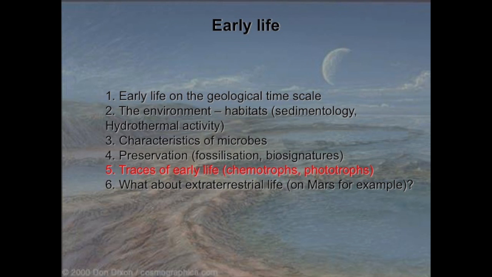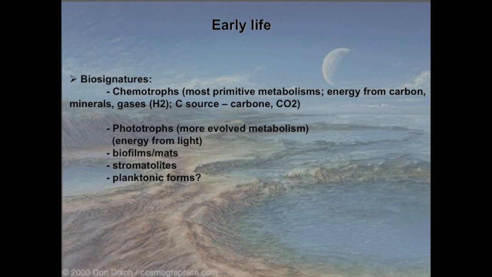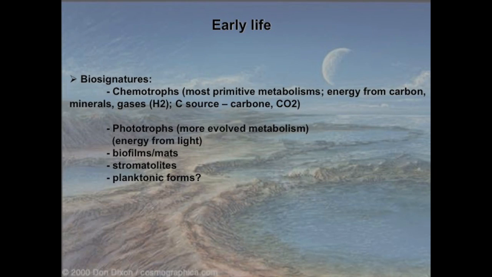Again, I just repeat, we only have two areas in the world where these signatures are preserved. So I'm going to show you examples from Australia, from the Pilbara region, and an example from Barberton in South Africa. And what kinds of signatures do we find in these rocks? Well, we find signatures of chemolithotrophic organisms. These are organisms that have the most primitive types of metabolism. They obtain their energy from minerals, from gases such as hydrogen. Their carbon source is either carbon or carbon dioxide.